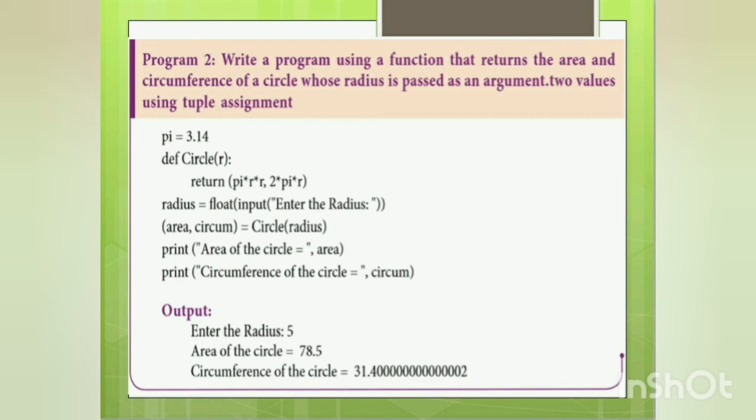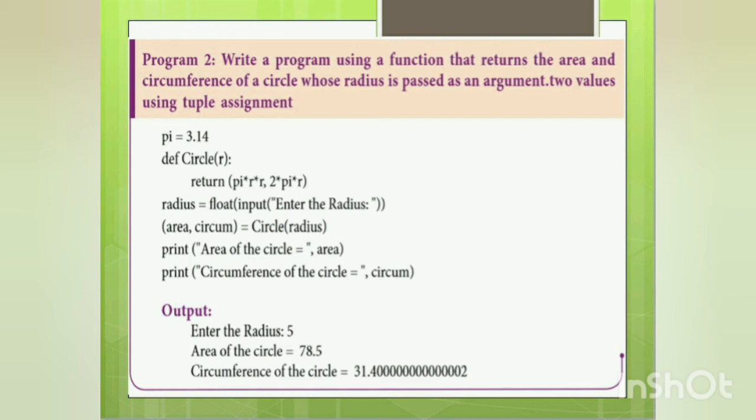Look at the program. Pi is equal to 3.14. We assign that pi value is equal to 3.14, that is 22 by 7 is equal to 3.14. Here you are using a function by using def. Def circle is the function name, and here is the argument r. Return pi into r into r, that is pi r square. This is the area of a circle.